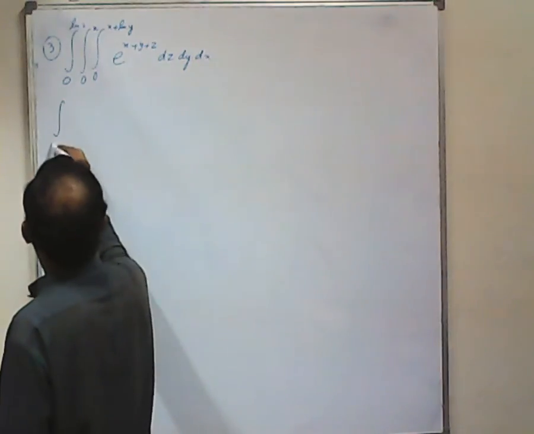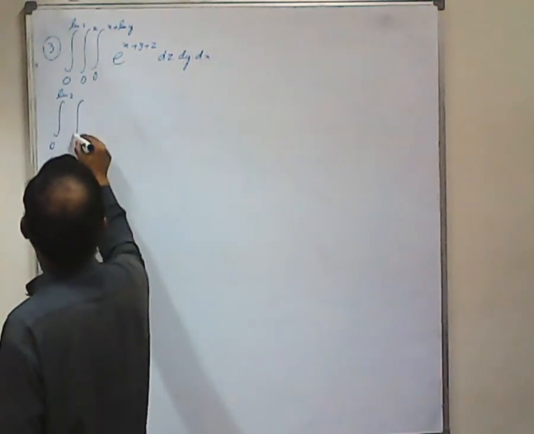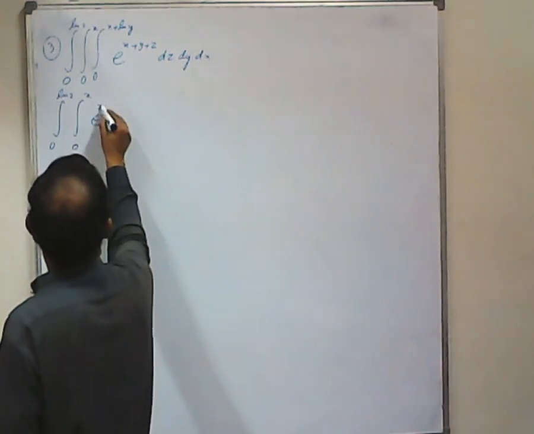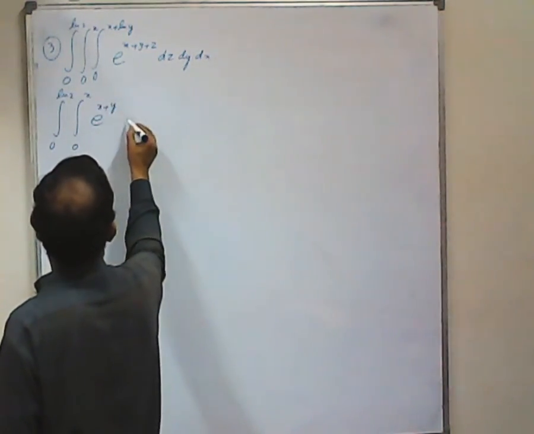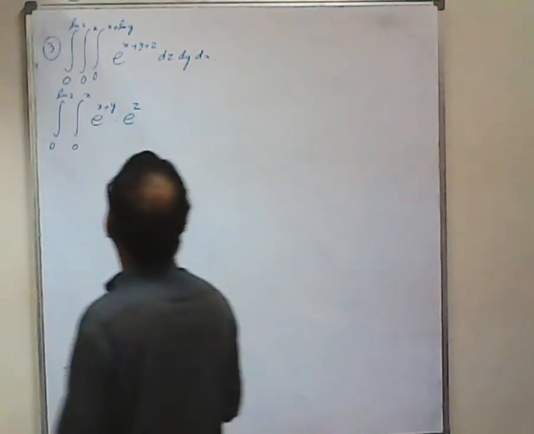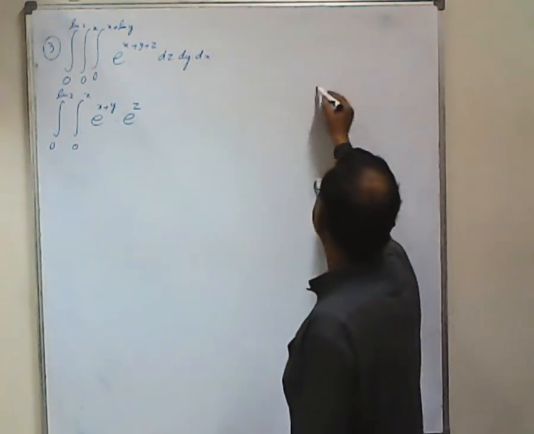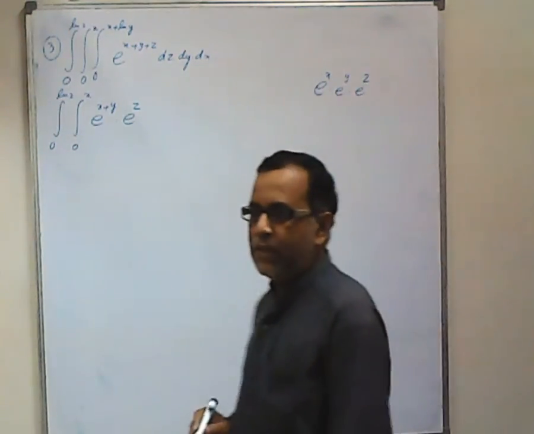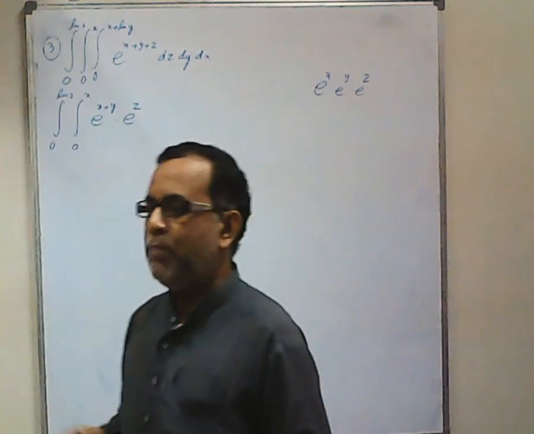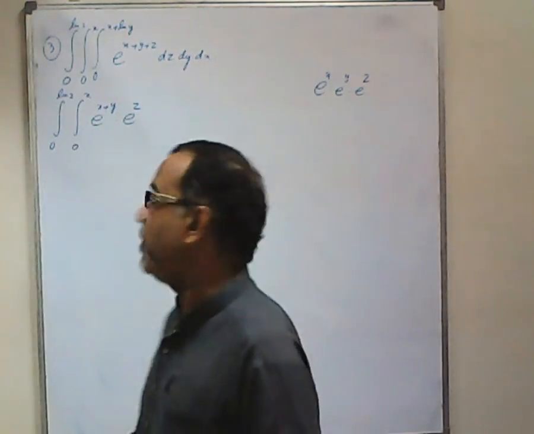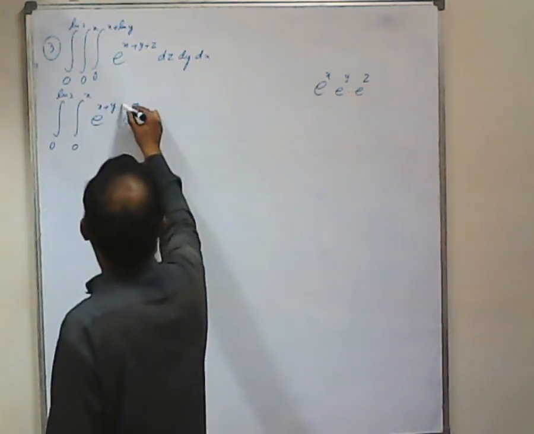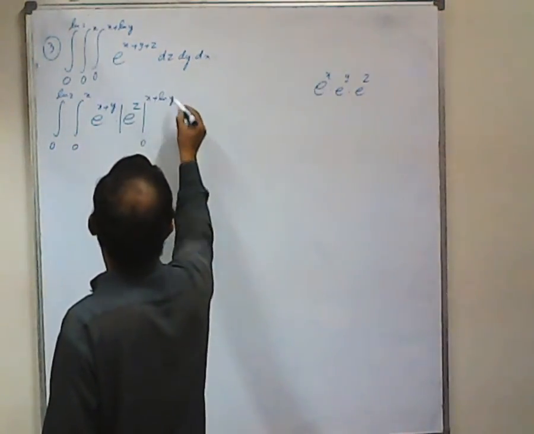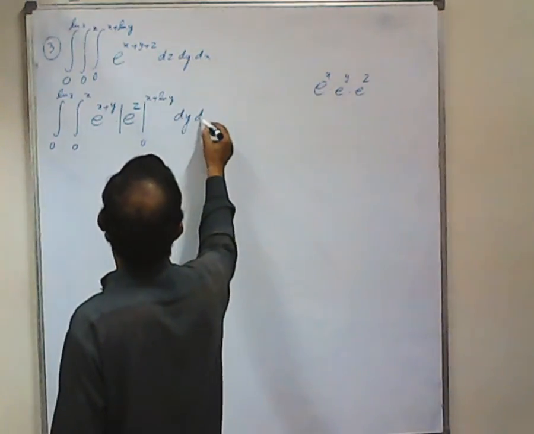So when I integrate with respect to z first, e power x plus y will be constant and the integral of e power z will become e power z, because we can easily write e power x into e power y into e power z. So with respect to z, e power x and e power y will be treated as constant. So these are the constants and limits are 0 to x plus log y, and then we have dy and dx.